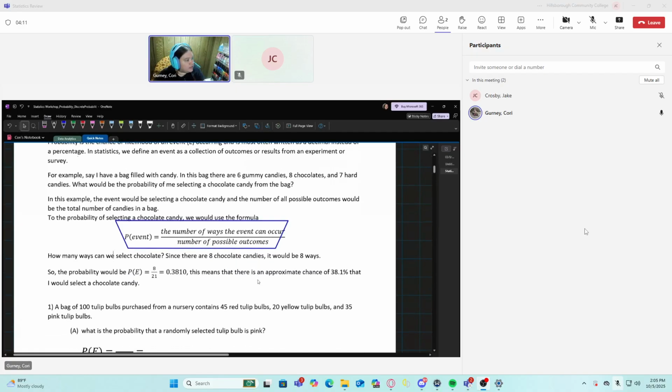So in our first example here, they're going to say how many ways can we select a chocolate? Since there are 8 chocolate candies, we could select them 8 possible ways. And from the beginning here, they also tell us that there's 6 gummy candies, 8 chocolate, 7 hard candies. So there's 21 total. There's a number of 8 chocolate candies. So the probability that we would choose that is just 8 out of 21 or 0.3810. So there's about a 38% chance that you would select a chocolate candy.